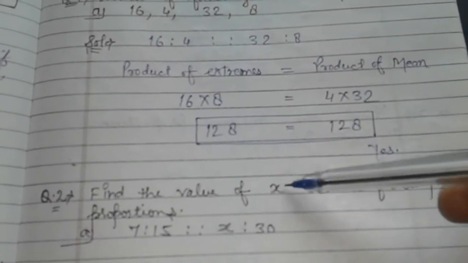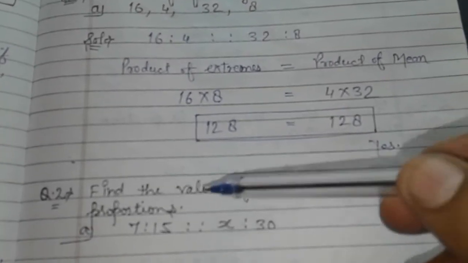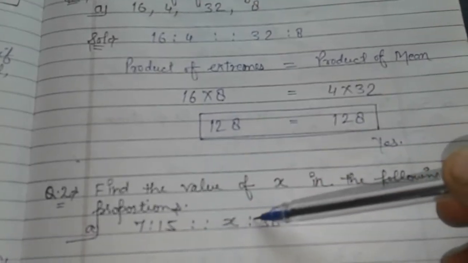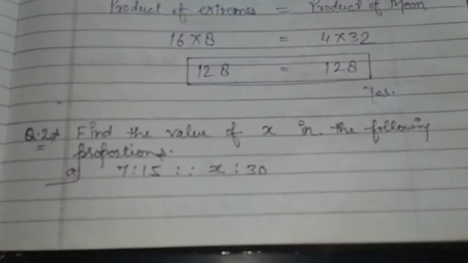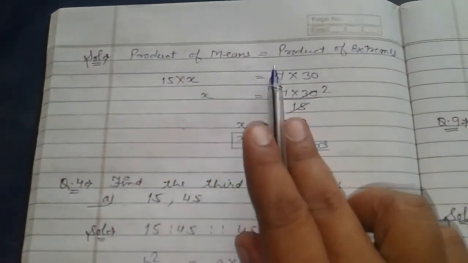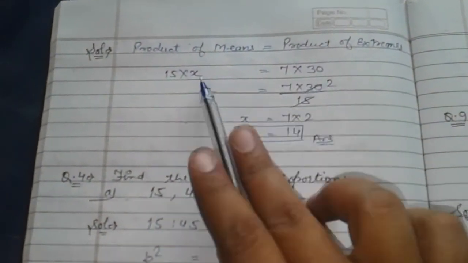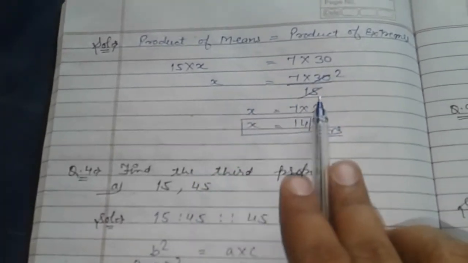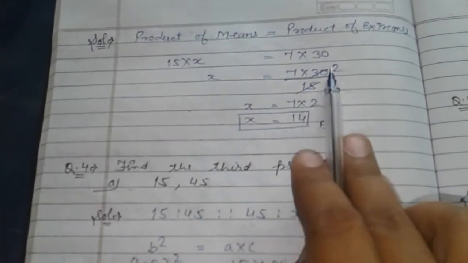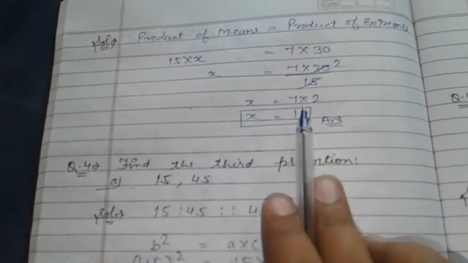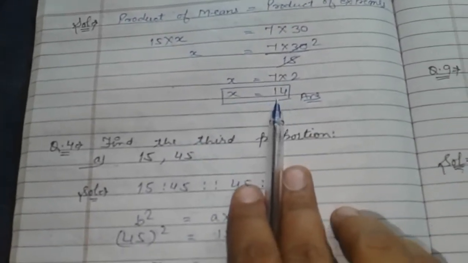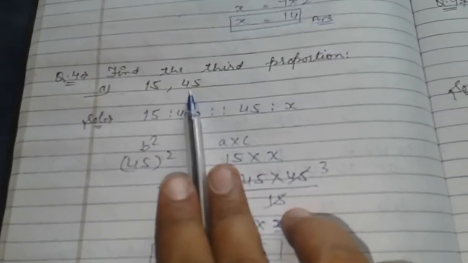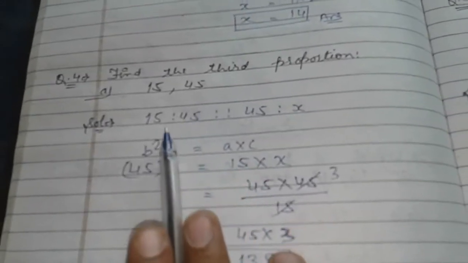Find the value of x in the following. 7 ratio 15 proportion x ratio 30. Product of means and product of extremes: 15 multiply x, 7 multiply 30. So x is there, 15 will be divided. 15 twos are 30, 7 twos are 14. X equals 14.